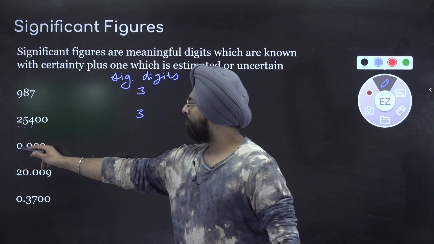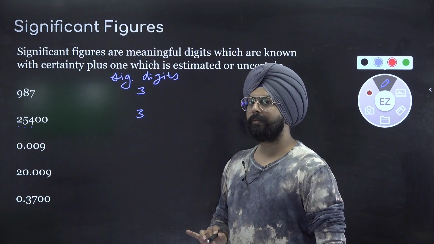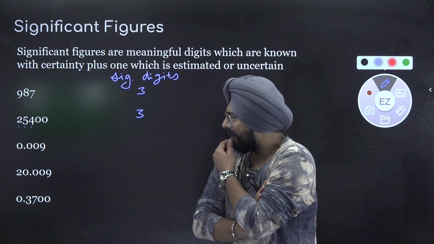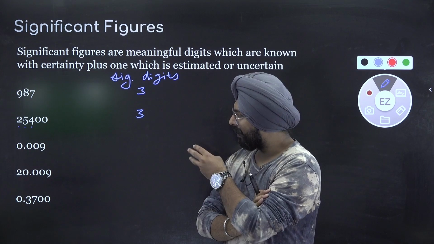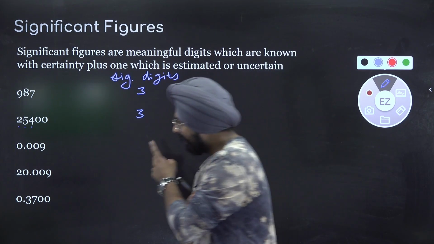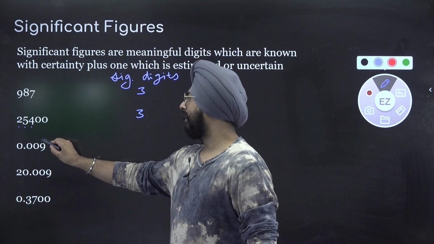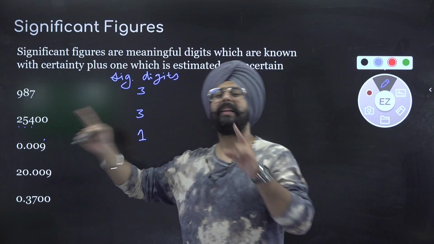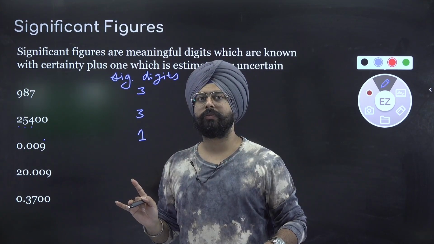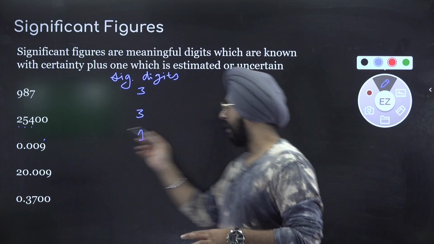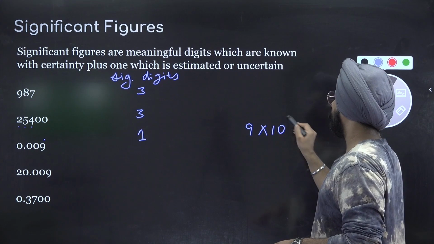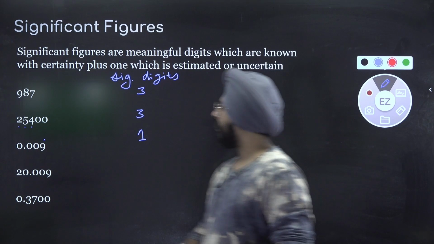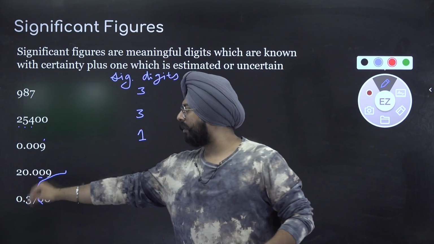Now, let's talk about 0.009. How many significant digits are there? Some of you must be thinking, sir, okay, 4, definitely wrong. 3, again wrong. There is only 1 significant digit over here, that is 9. 1 significant digit. Why? Again, think of writing it in scientific notation. How will you write it? 9 into 10 to the power minus 3. Only 1 significant digit.